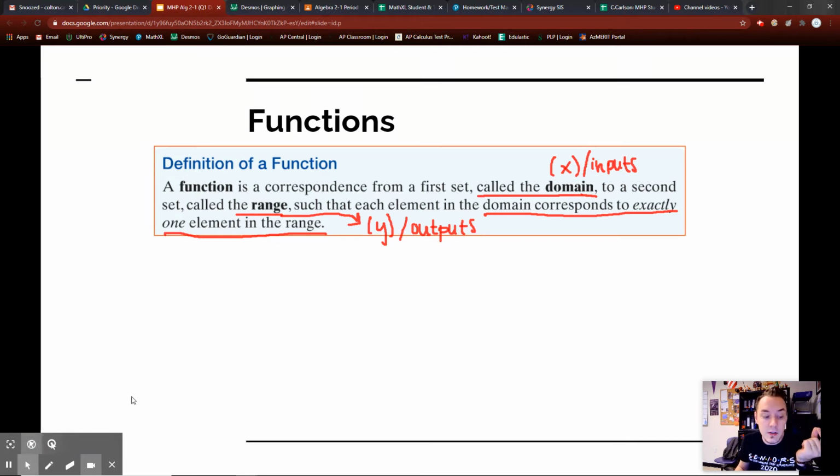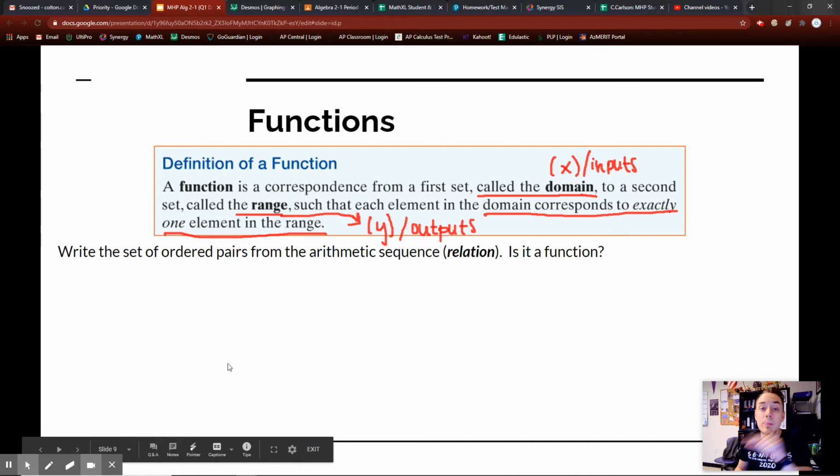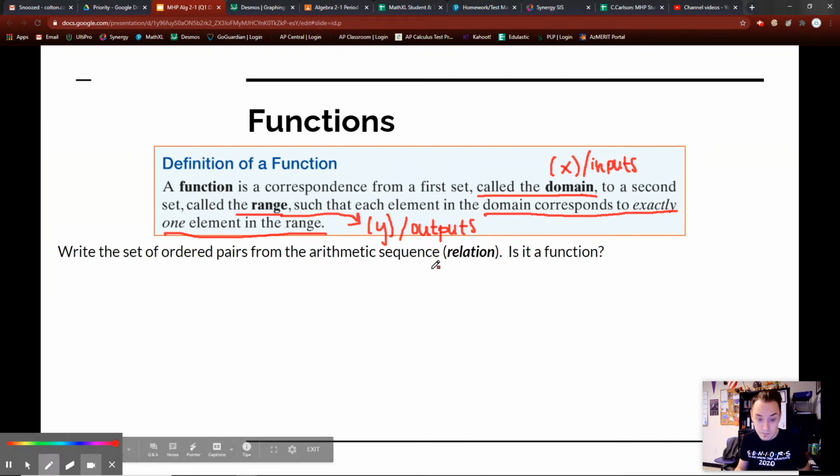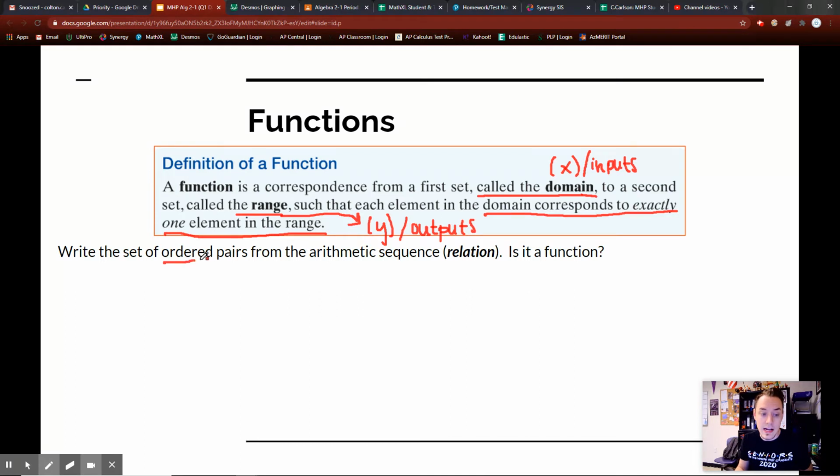I'm going to continue hammering this home, but let's go back to our previous example. Write the set of ordered pairs from an arithmetic sequence, or what we call a relation. So what does that mean? An ordered pair is what we call a relation. And then we're going to ask, is it a function based off of this definition? So let's find out. I'm going to write my braces here, and we're going to start listing these.